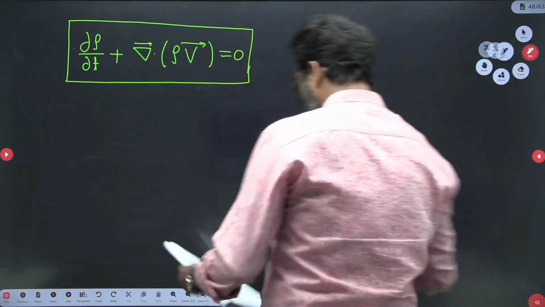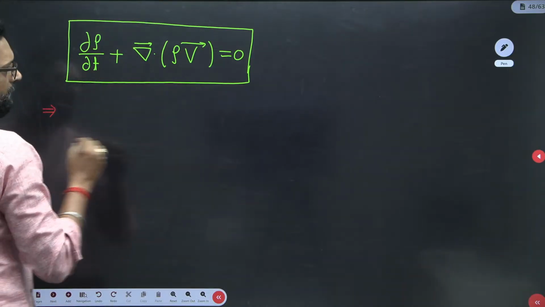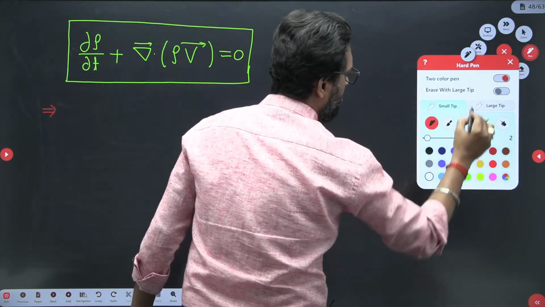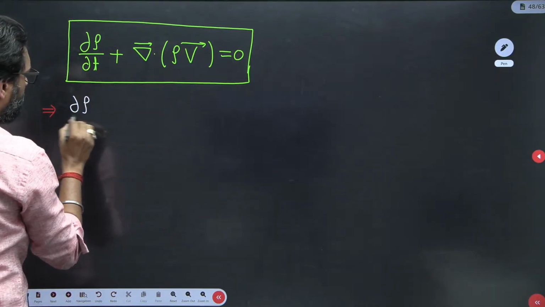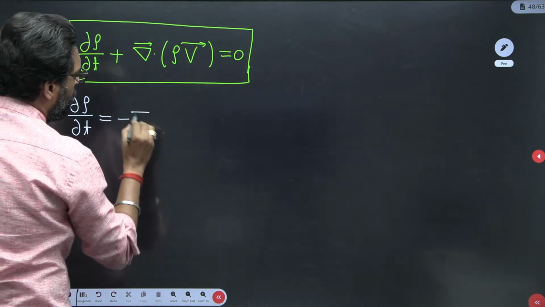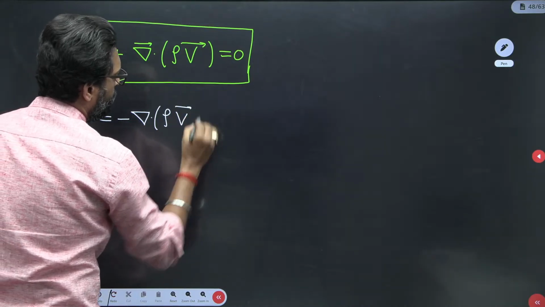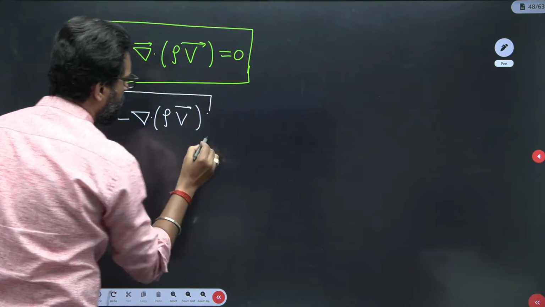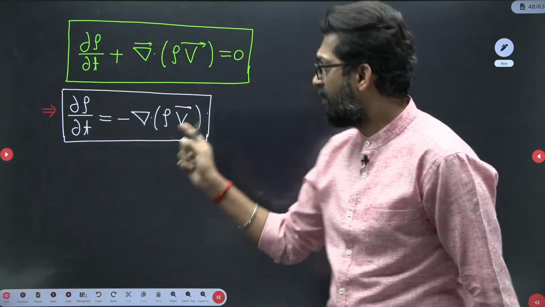See, if you take it like that, this is very important: d rho by dt is equal to minus grad dot, density times velocity. This is your equation. Now this equation has a physical significance. What is the physical significance of this equation? Please tell me, anyone.